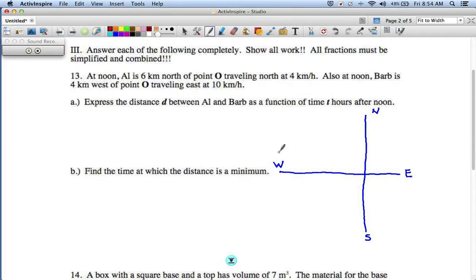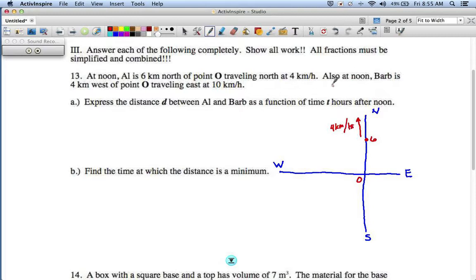Good stuff. All right, at noon, Al is 6 kilometers north. So he's up here at 6. And he's traveling north. He's going further away. He really wants to get away from point O. He is going 4 kilometers an hour. He is just cruising.